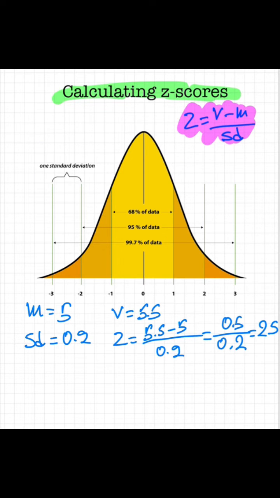So actually, if we have this normal distribution, then this value lies somewhere here, at 2.5.